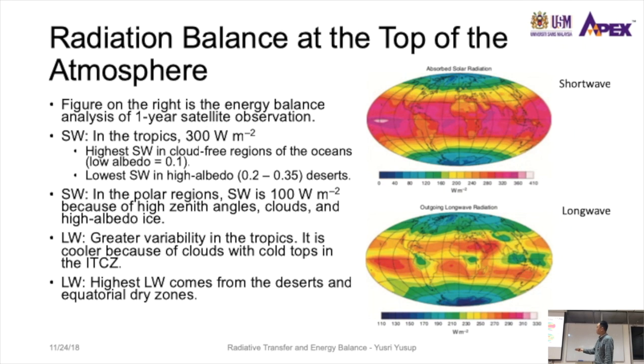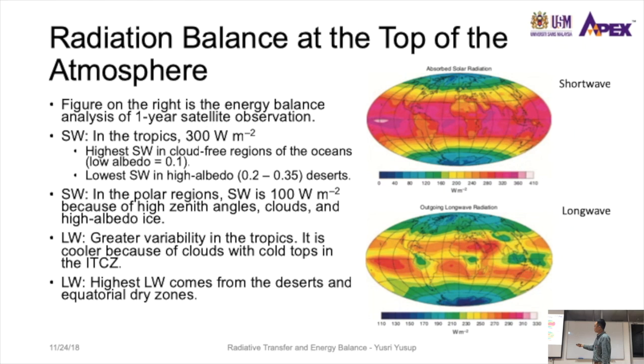How do I know that? The highest shortwave radiation is in cloud-free regions of the ocean, which means there's no obstruction to light coming down. And low albedo, at 0.1, means the surface absorbs most of the light coming in. So that's why there's the highest shortwave radiation in the tropics. The lowest shortwave radiation is in high albedo regions, not that high, just slightly above 0.1, at 0.2 to 0.35 in the deserts.